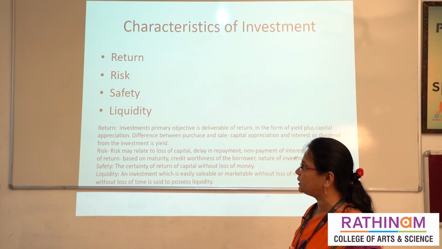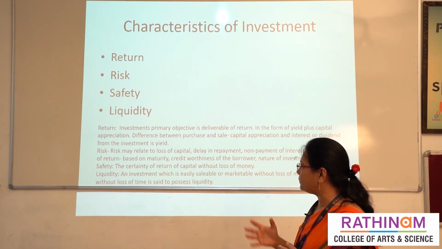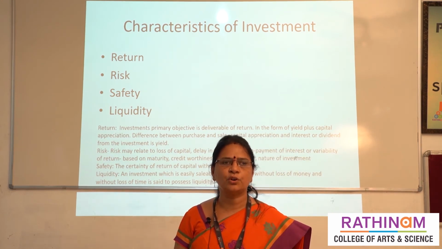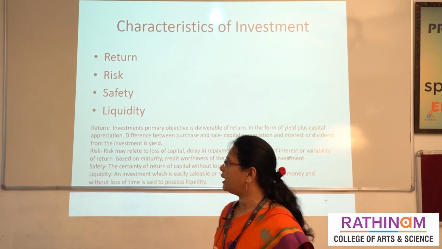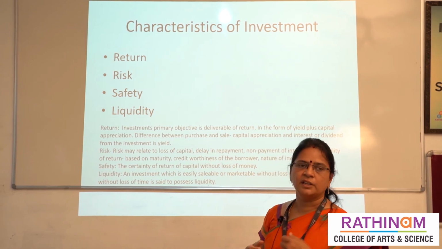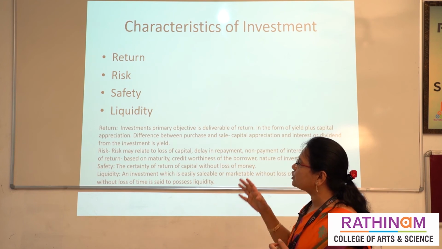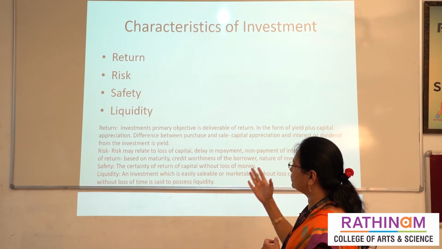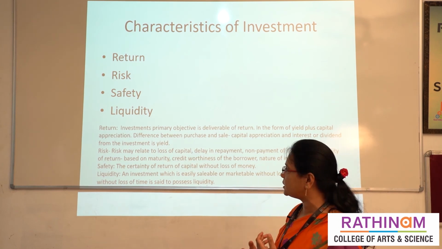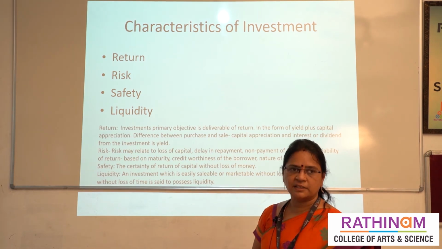Very fine on the return. What about the risk involved? The risk may be related to loss of capital. There may be delay in repayment. Suppose I am not going to get the payment in due course, yes, the risk is involved. If the maturity period is a little bit delayed, the risk is involved. If the creditworthiness of the company is not good, the risk is involved. So we need to classify the risk in terms of delay, loss of capital, interest not paid in due course, the creditworthiness of the borrower, and the nature of the investment.